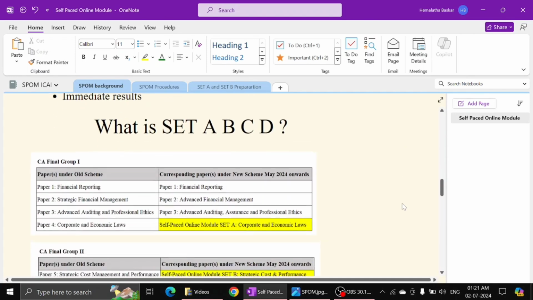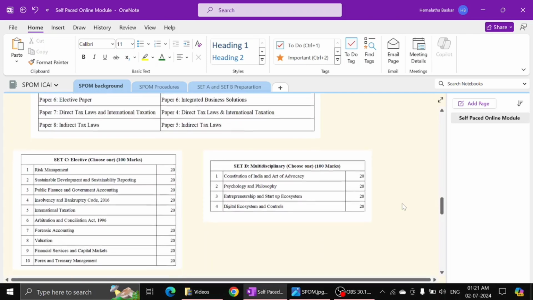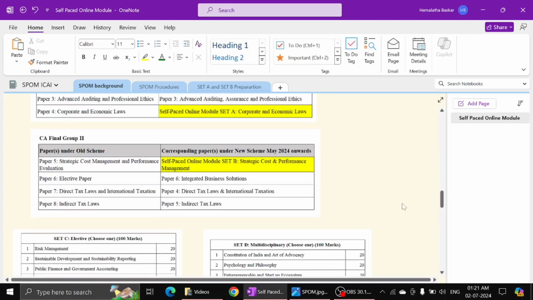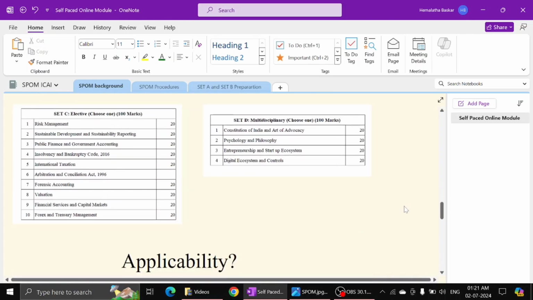4 sets. Set A and Set B are the 2 papers that were removed from the old syllabus, with mandatory e-learning of 40 hours each to be completed. Set A, Corporate and Economic Law. Set B, Strategic Cost and Performance Management. Set C and Set D have 20 hours of e-learning to be completed and are to be chosen among the options given. We will be discussing Set A and Set B predominantly due to their applicability.